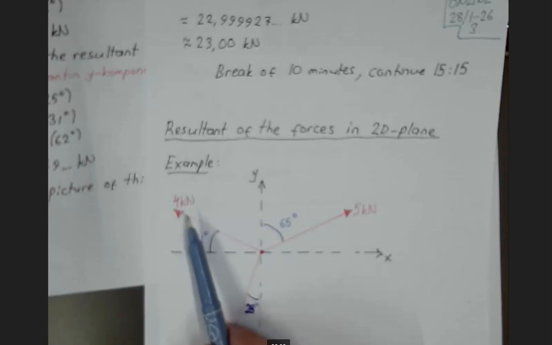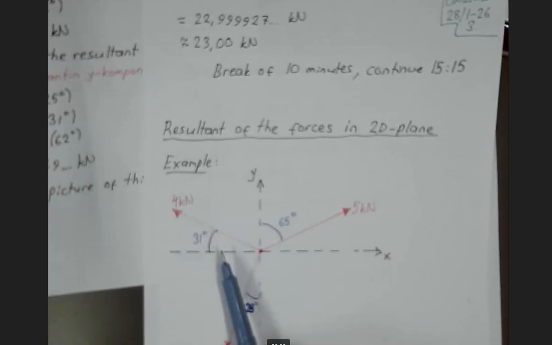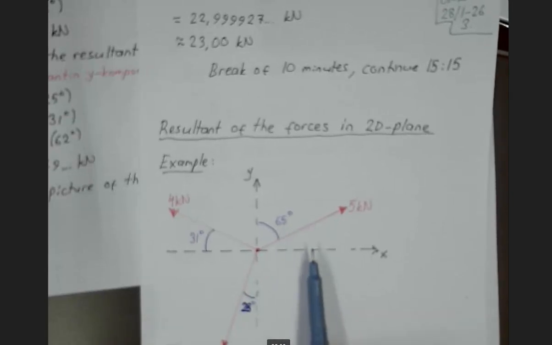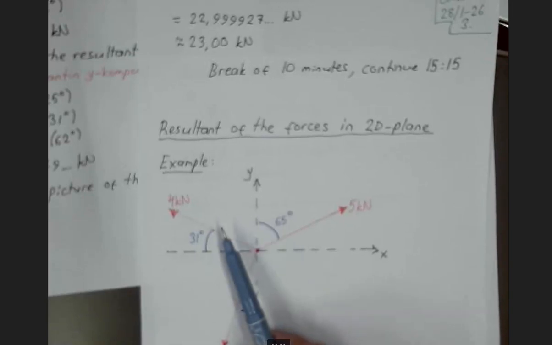The next one, this 4 kilonewton, we don't use 31 degrees but the direction angle, so that means the angle which starts from the x-axis and ends up at the direction of that force. So that will be 180 minus 31.